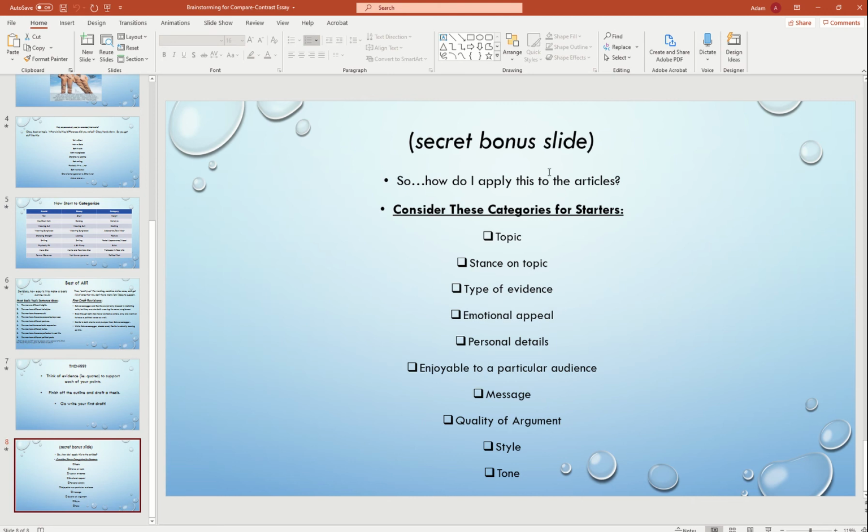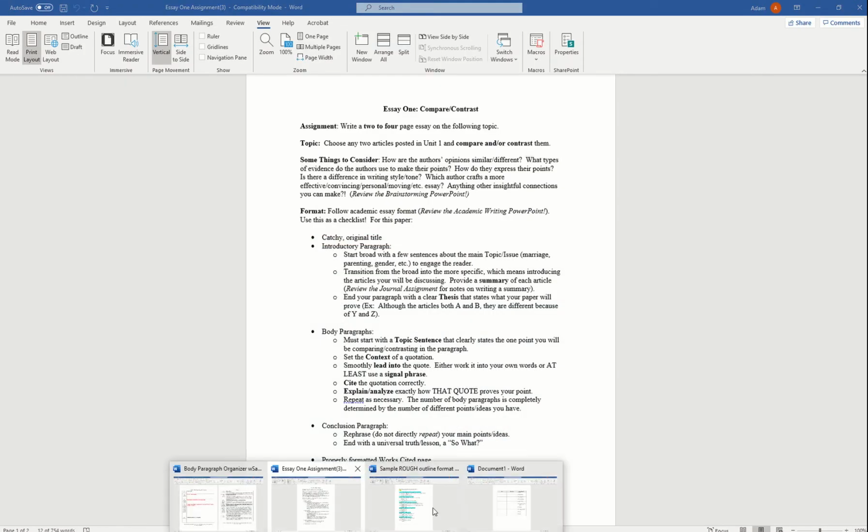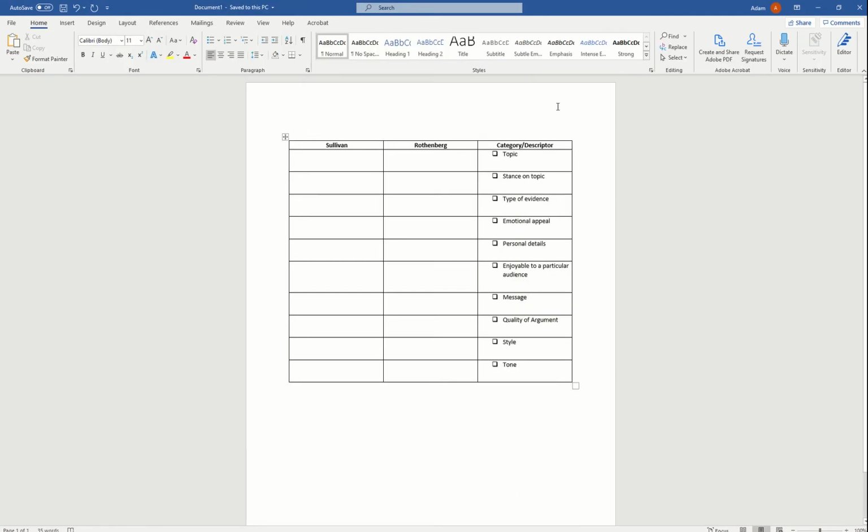Okay, so secret bonus slide. It's not so secret and bonus, but these are some categories I can consider for my articles. Okay, let's try that. So I did a little tiny prep, and I took those categories and copied and pasted them into a Word document. I just made a chart here, and I know I'm doing Sullivan and Rothenberg. So let's try that same brainstorming Danny DeVito, Arnold Schwarzenegger thing.